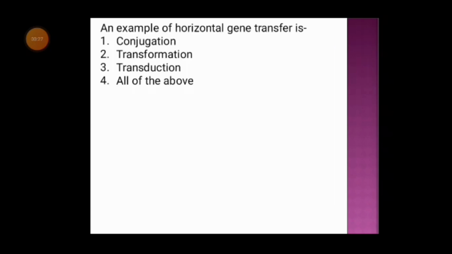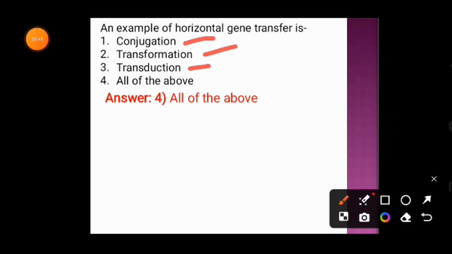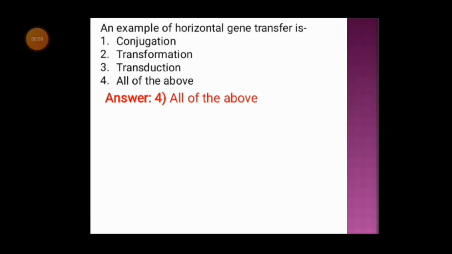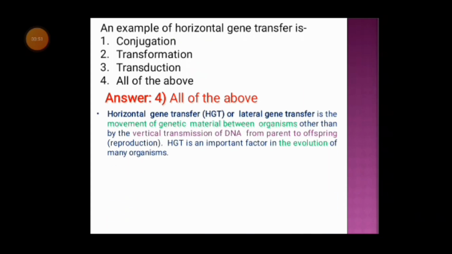The first question: an example of horizontal gene transfer is option 1 conjugation, option 2 transformation, option 3 transduction, option 4 all of the above. And the correct answer is option 4, all of the above. So conjugation, transformation, and transduction are all examples of horizontal gene transfer. Now let's discuss horizontal gene transfer.